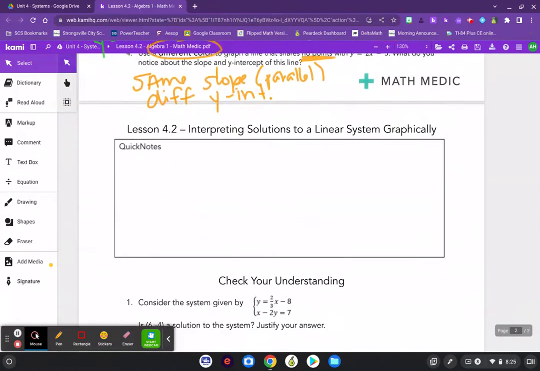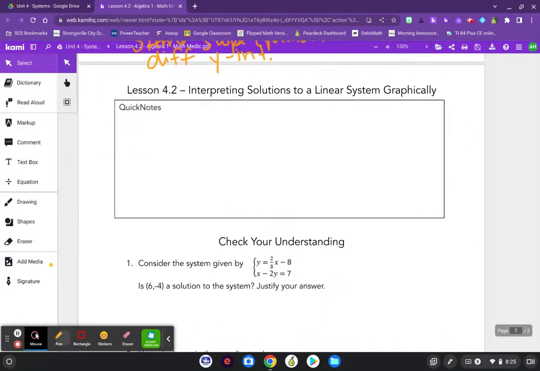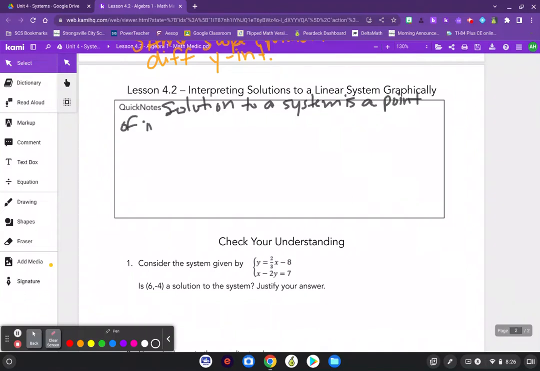Okay, so let's flip over and let's take some quick notes. And so some things that I want to say in the quick notes is that a solution to a system is that point of intersection. And I'm just going to call that point of intersection x, y. Okay. I could have 0, 1, or infinite solutions.